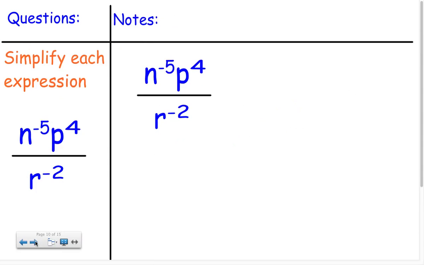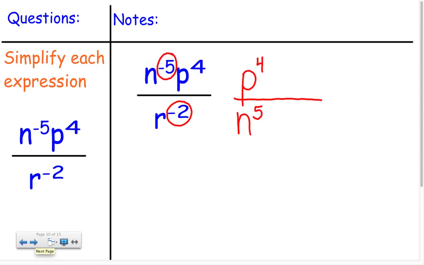All right, n to the negative 5th, p to the 4th, divided by r to the negative 2nd. I'm going to circle my negative exponents. So I have a negative 5 and I have a negative 2. I'm going to take that n to the negative 5th, and I can't keep it negative. I have to change it positive, so that means I have to move it to the bottom and make it positive. P to the 4th is positive, so I can leave that on the top. And then r to the negative 2nd, I'm going to move from the bottom to the top.